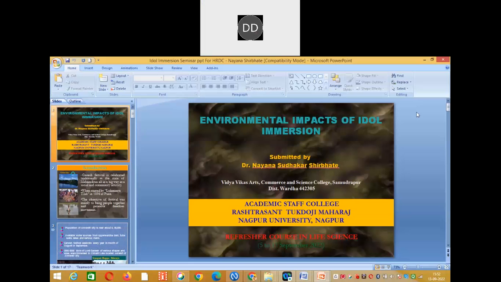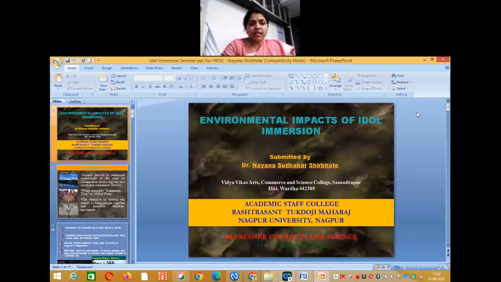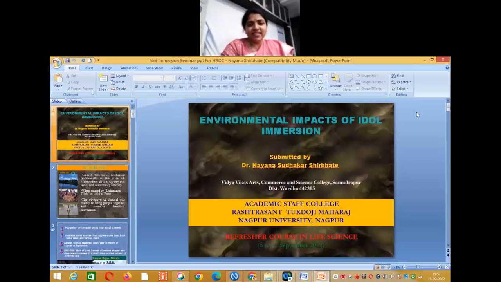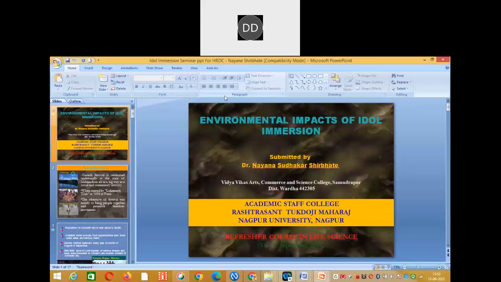And does Amravati Municipal Corporation allow household Ganpati idols to be immersed in the water bodies? Because in Nagpur they don't allow. Household Ganpatis are now not allowed. The mandals are the ones that still immerse them, sir.